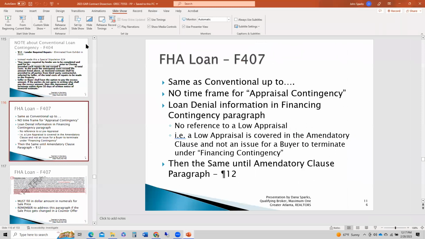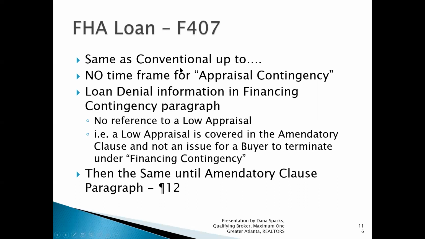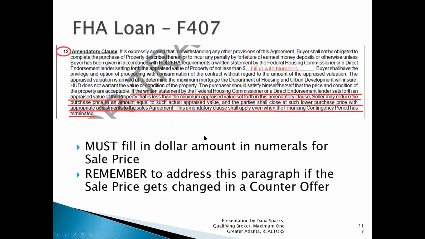So there's a couple of other different things on an FHA and VA insured loan, but here, let me just go over the slide. Same as conventional up to the loan denial information. Again, as I just said, no time frame for the appraisal contingency because it goes through day of closing. Loan denial information is the same, except for low appraisal is covered in the amendatory clause. I just said that.